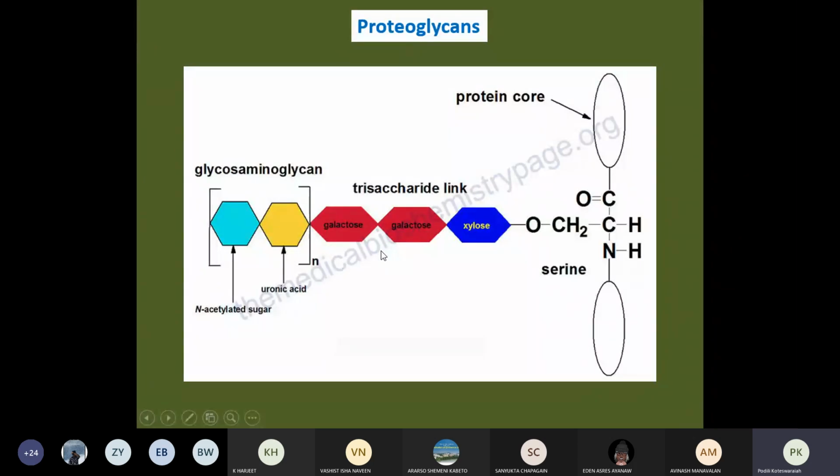Those are known as the proteoglycans. In proteoglycans, you can see here that the glycosaminoglycans are covalently linked to the core protein through a tri- or tetrasaccharide bridge, and the site of attachment is the serine residue. That means proteoglycans are composed of a core protein, and several GAG chains are covalently attached to the core protein through a tri- or tetrasaccharide bridge at the serine residue.